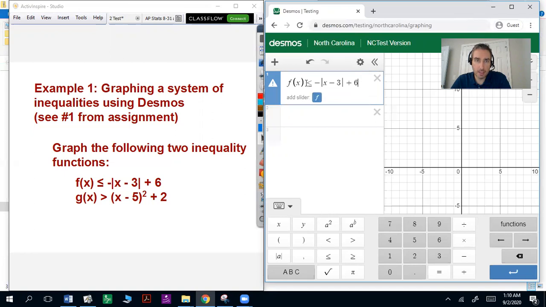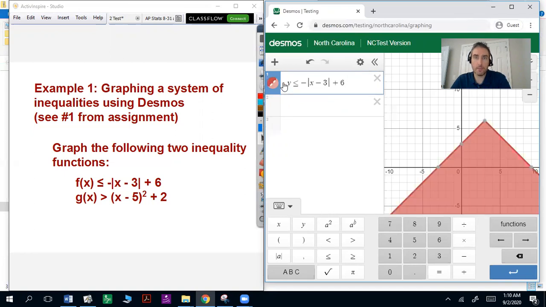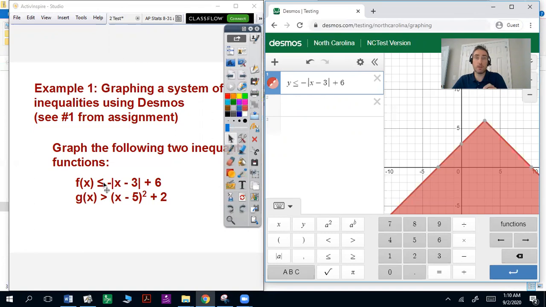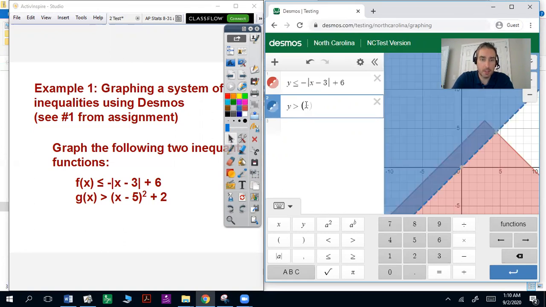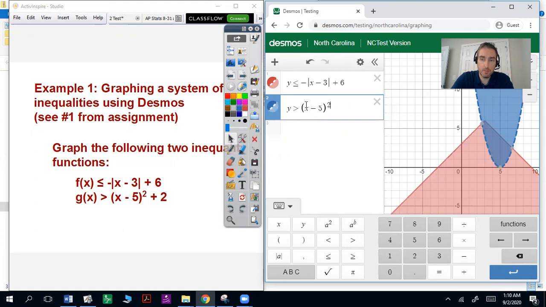Well, it's not letting me use the f of x. Let's try y. All right, much better. All right, don't use f of x, use y. For the next one, we'll do y is greater than, parentheses, x minus 5 squared plus 2.